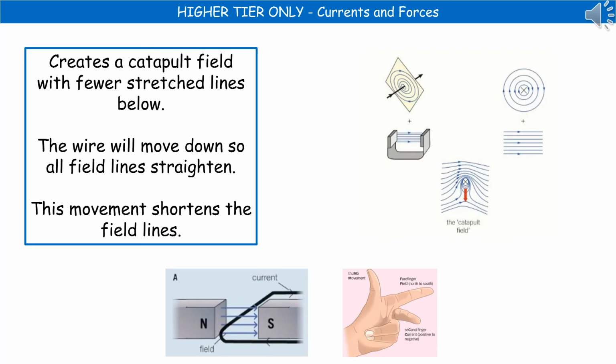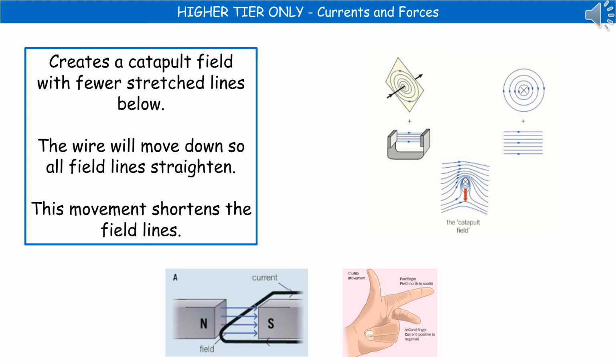So if we consider putting our current carrying wire into a magnetic field, then we create a catapult field. So we've got fewer stretch lines below than we do above. As a result of that, the wire is going to move down so that the field lines straighten, because that shortens the field lines.